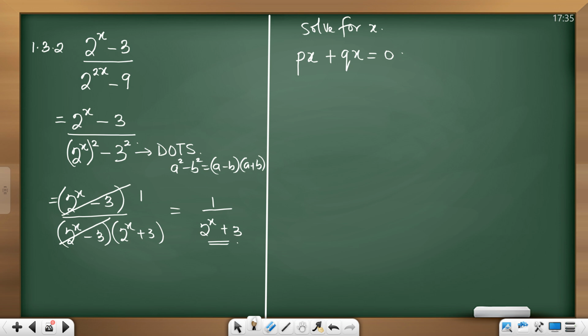But if you are not doing anything, solve for x. All right, let's factorize. What's common? X is common. P plus Q equals 0. We can divide both sides by P plus Q. So X equals 0. That's your question there. F equals 0.